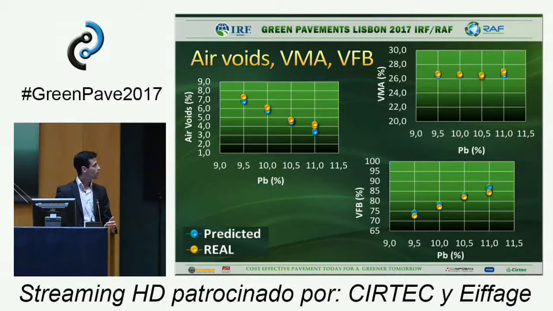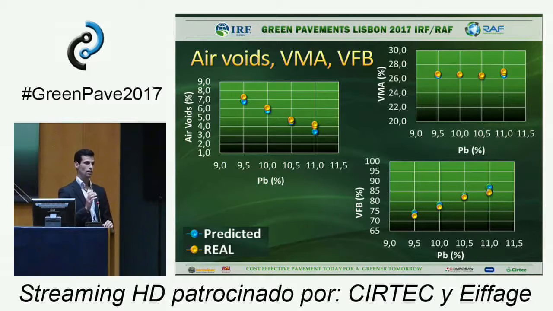You can see that the results, obviously, are not on top of each other, because that would be awkward, at least. I'm not the Einstein of pavements. But it's pretty similar, and the same goes for the VMA and the same for the VFB. So when we look at these numbers, these results, we have to be very careful.